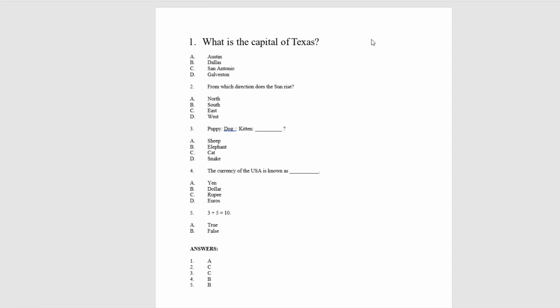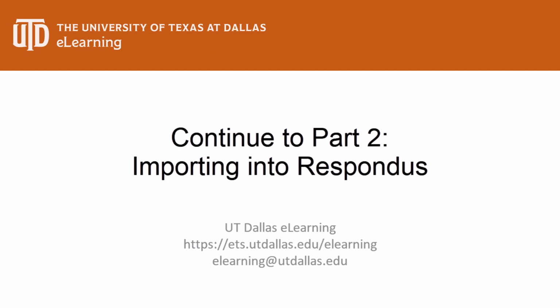All questions are numbered. All answer choices are listed alphabetically, and the answer key appears after the questions under the title Answers. You can see in this example that all three conditions have been met. So now we can import this test document into Respondus.